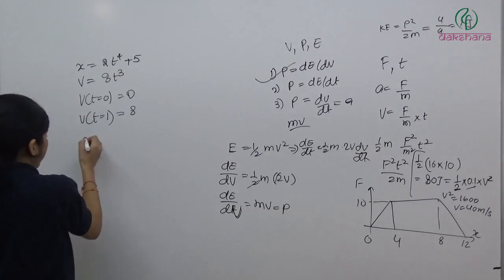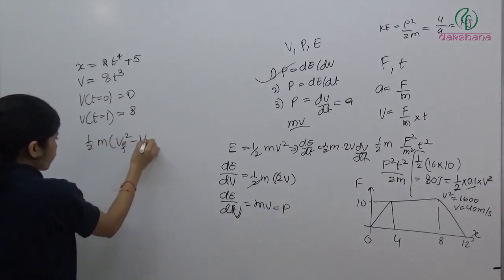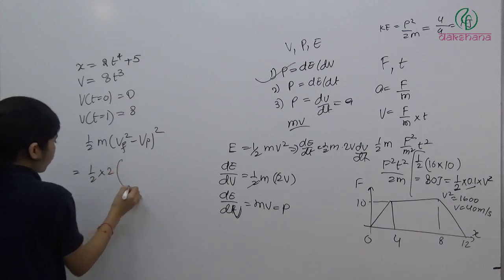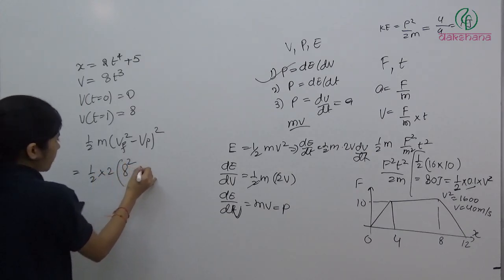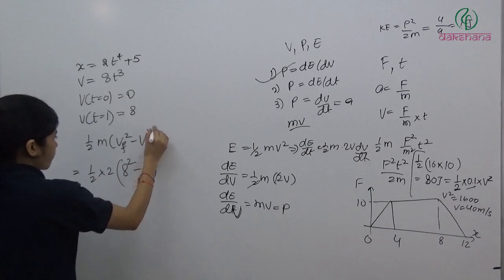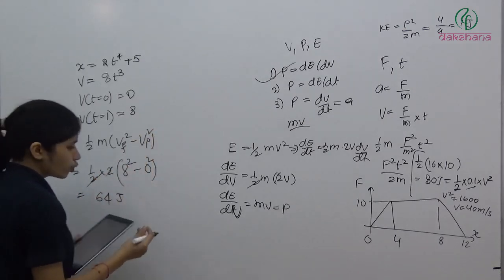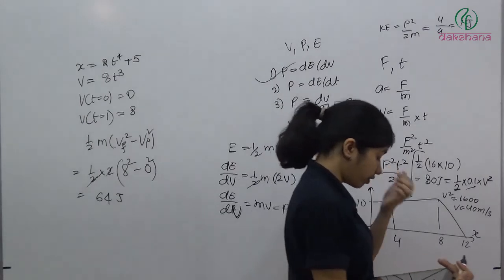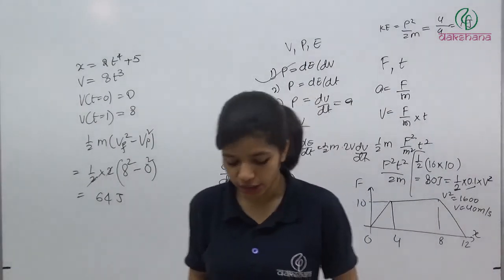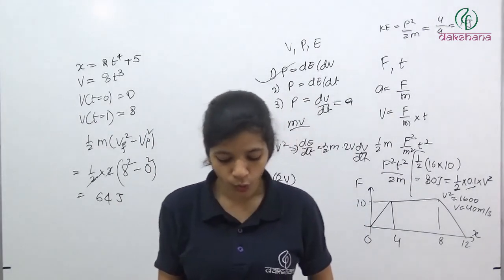So the increase in kinetic energy will be half m times v final square minus v initial square. We have half, m is 2, v final is 8 square minus v initial is 0 square. So we get 8 square, which is 64 joule. Initially velocity was 0, so kinetic energy was 0. Finally kinetic energy is 64, so the change in kinetic energy will be 64 joule. The answer will be the fourth option.